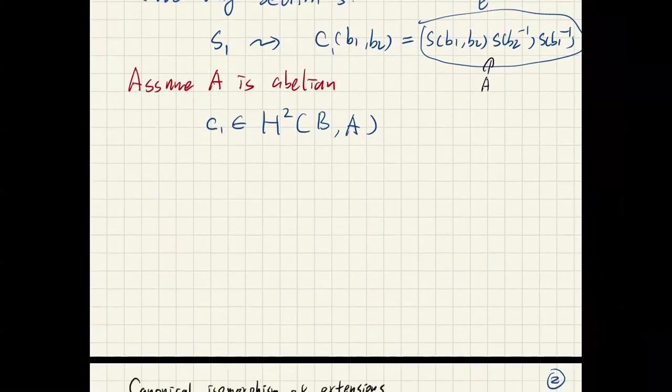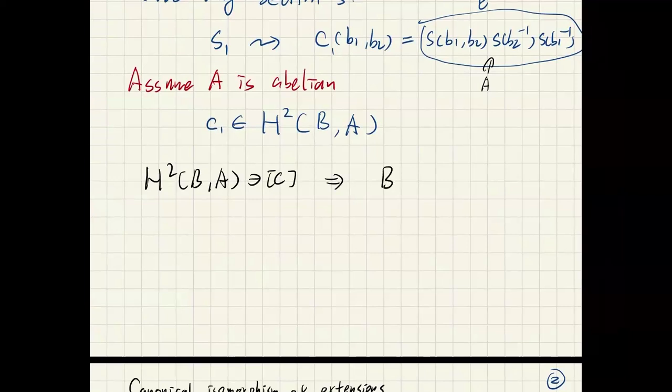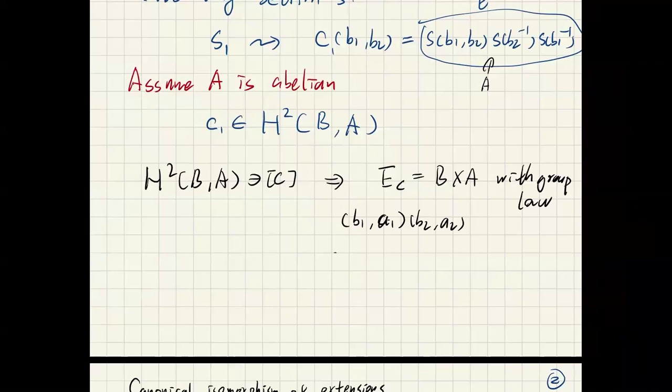And from the cocycle, if you have a class in H2(B, A), represented by a cocycle, then it will give you an abstract group. You just define a group on B cross A. So the extension by C, as a set, is just B cross A. And then the group law is (B1, A1)(B2, A2) equals (B1 B2, C(B1, B2) A1 A2). Okay, so this is a group. You can check this is a group.